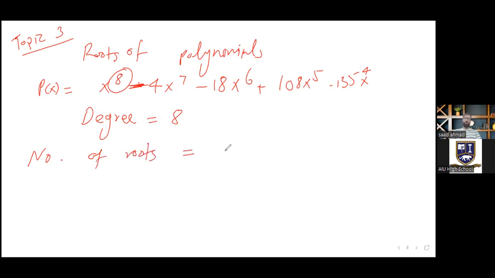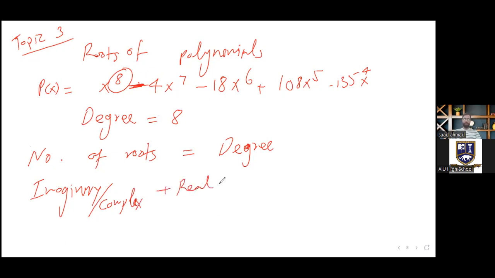So the number of roots is equal to the degree. Okay, and the number of roots includes both imaginary or complex roots, plus the real roots. The number of imaginary or complex roots plus the real roots equals the degree of the polynomial.